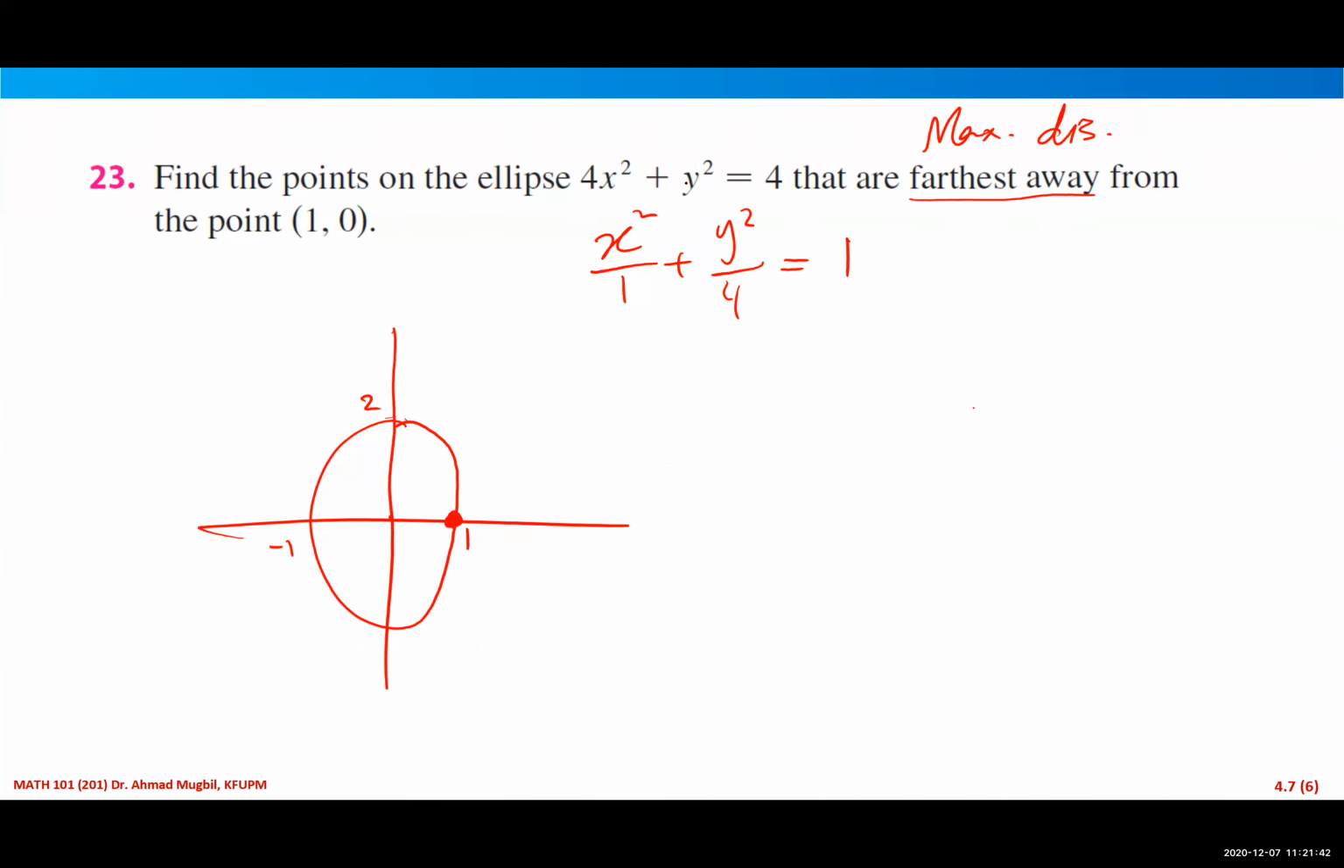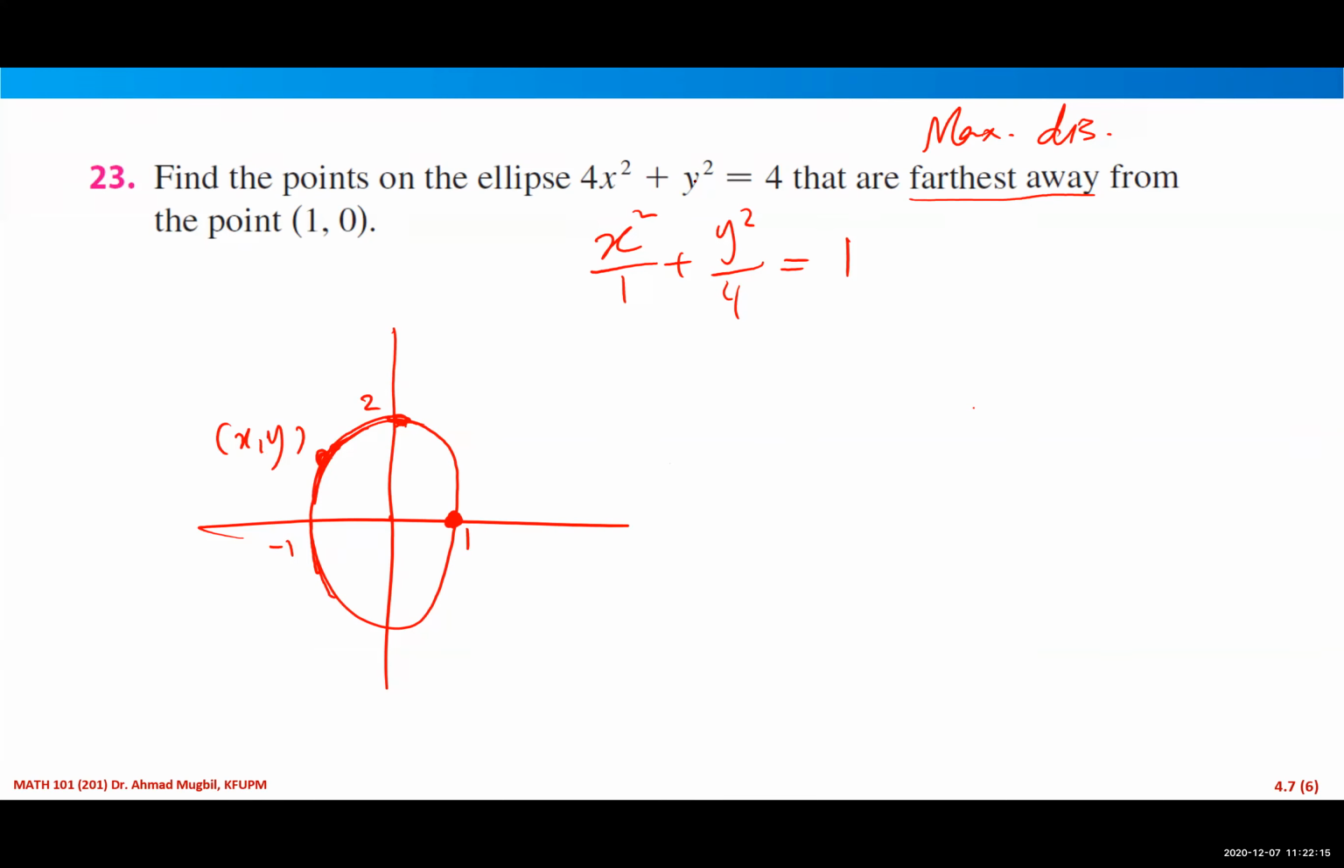If you check, if x is 1, y will be 0. So you need now to find the point. Let's say x and y, an arbitrary point. We want to find one point or more on this ellipse that is the farthest away from this point. What is the point on this ellipse that will be the most far away from this point? So call it x and y.